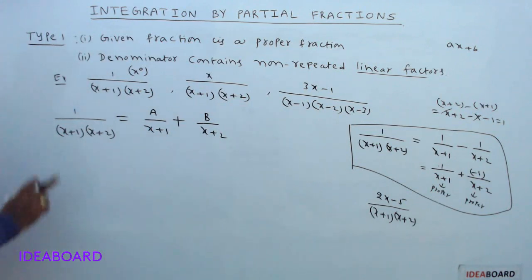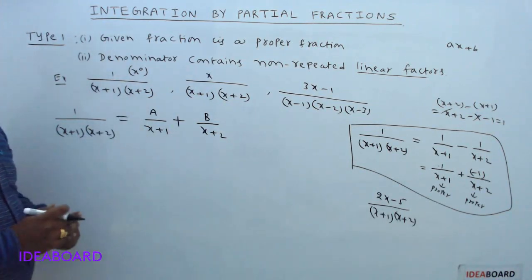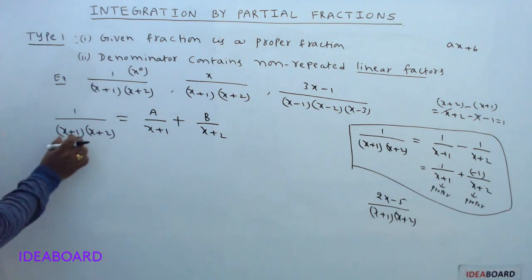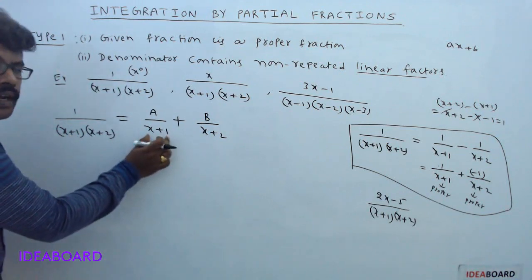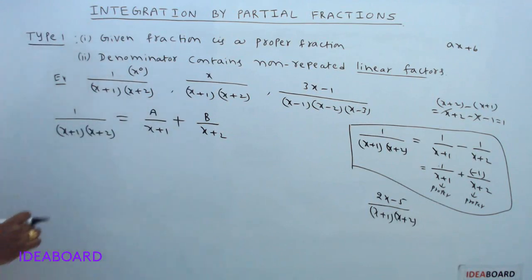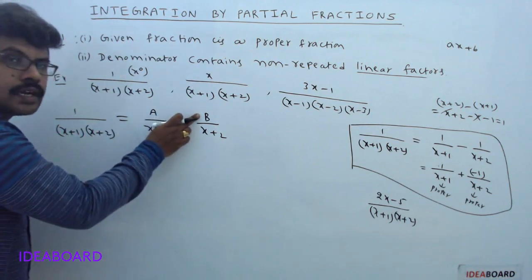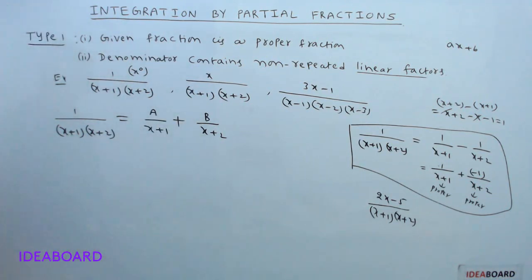See once again, corresponding to every non-repeated linear factor, there exists a constant term in its numerator. Now here x plus 2 is a non-repeated linear factor. So you can write down a constant term in its numerator.